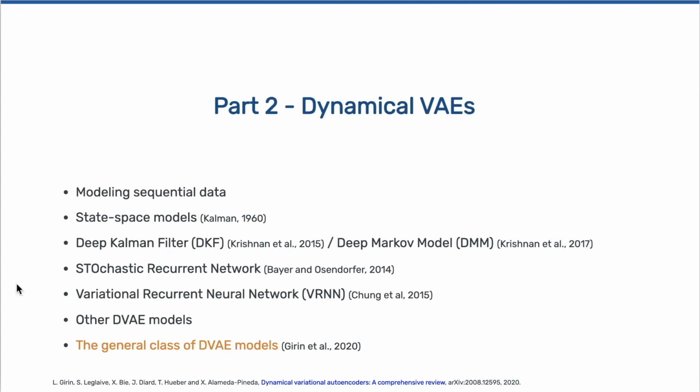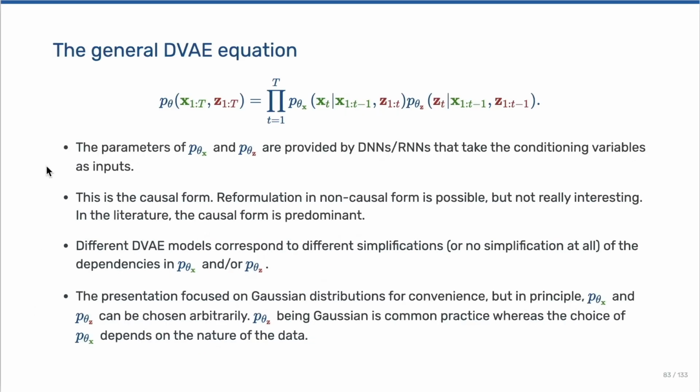Okay, a few slides ago, we had just a glimpse of the general class of DVAE models. Now it is time to present and discuss this class more thoroughly. So, first of all, we recall here the general DVAE equation. The parameters of the generative distributions p theta x and p theta z are provided by feed-forward deep neural networks, or recurrent neural networks, or combinations of them. These networks take the conditioning variable as input.